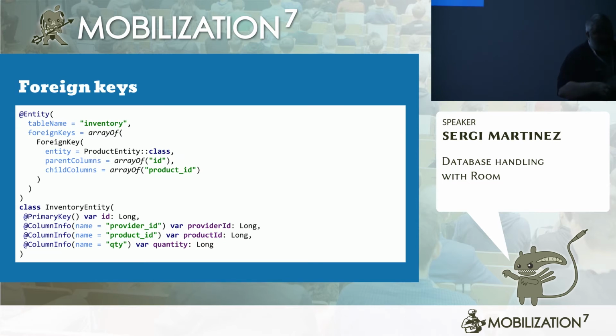if we try to save an inventory entity and the product ID doesn't exist in the products table, adding these foreign keys will make the saving fail. Okay. So this is just to enforce relationships.